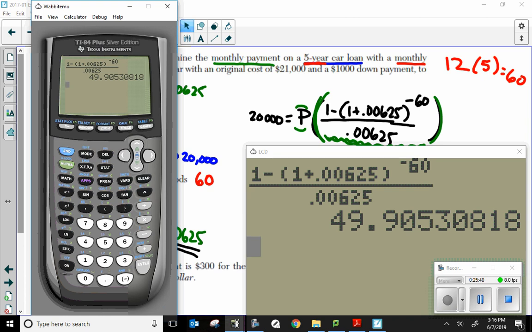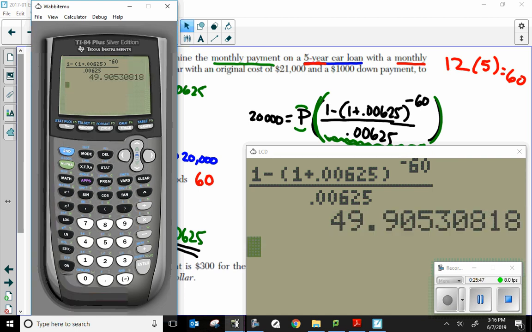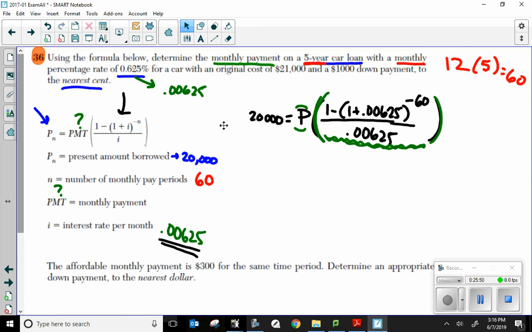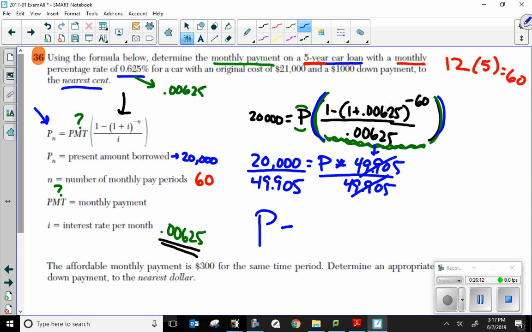For the sake of writing down, I'm going to put 49.905. When I actually do the math, I'm going to have to use this whole number, though. I can't get rid of it. I can't round until the very end. So I say 20,000 equals P times 49.905. You see what I did? This whole thing is now replaced. Now it's easy. I just divide both sides by 49.905. So my P is going to be, to the nearest cent.